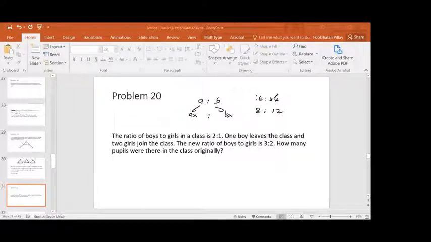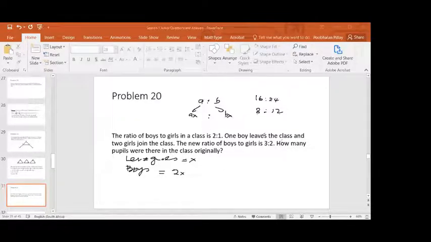Now, here you have to multiply this by 2 to get to that. In this case, X is 2. 16 is equal to 8 times 2. 24 is equal to 12 times 2. So you always have this situation. So if the ratio is 2:1, we can say, let the number of girls be equal to X. So the ratio of boys to girls is 2:1, so the boys would have been 2X. Right? So you got X girls and 2X boys.